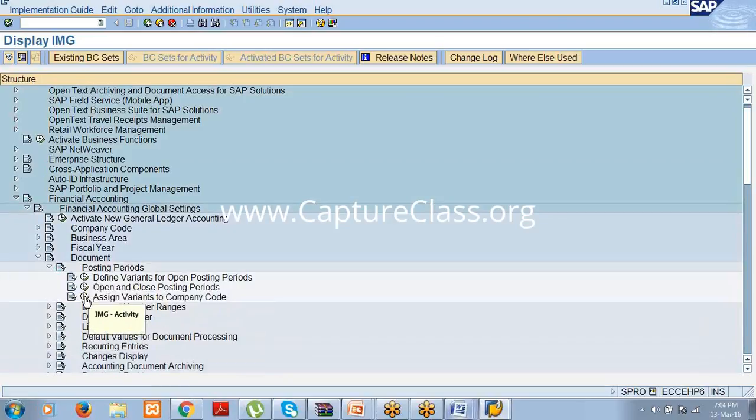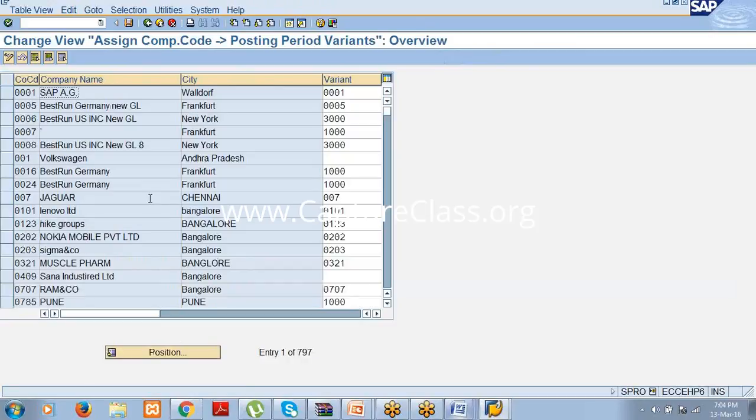See, you are accessing the screen to open the periods from SPRO. And I told you, SPRO is always the IMG screen transaction code, right? SPRO means consultant activity. So, does the consultant open the periods every month and come to your office?